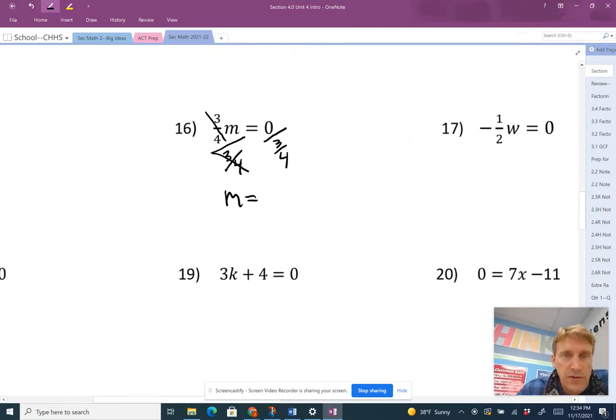And you'd have 0 divided by 3/4. And when you take 0 divided by any other number, you get 0. So m is equal to 0 in that case.